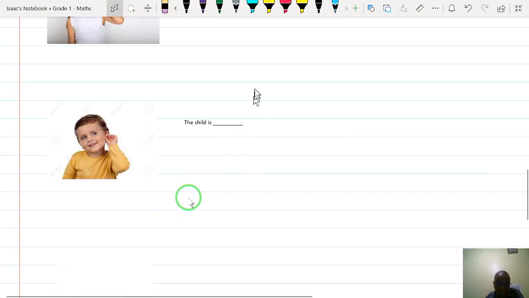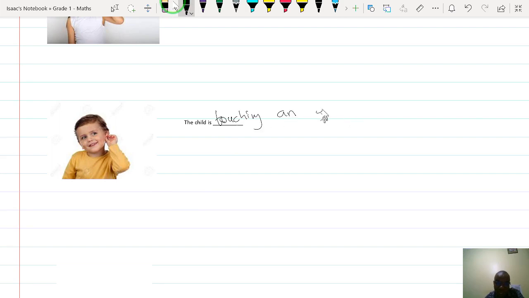Finally, what is this boy doing? This boy is touching his ear. Touching his ear. You can say touching an ear. So this is an ear. An ear looks like how? This is an ear. So the ear is part of the head.